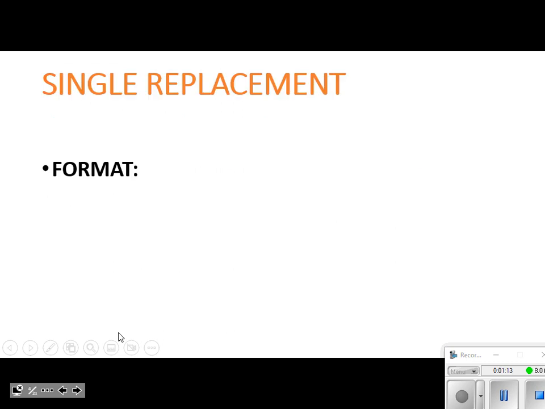Okay? So, a single replacement reaction, the general format is element A reacts with compound BC. The A replaces the B. So I have compound AC in my products, and I have element B.